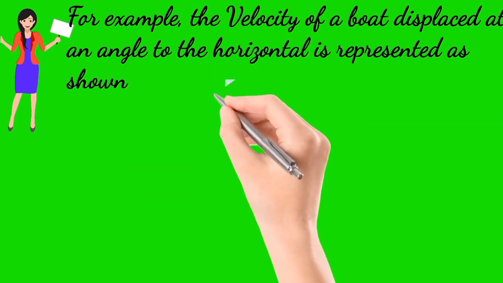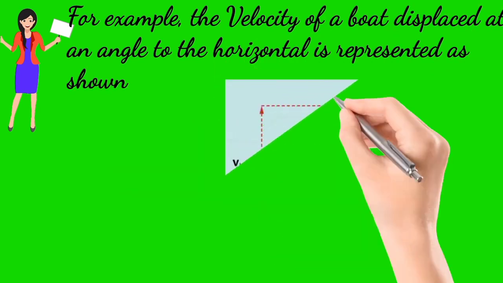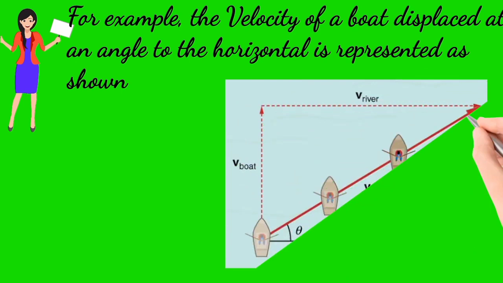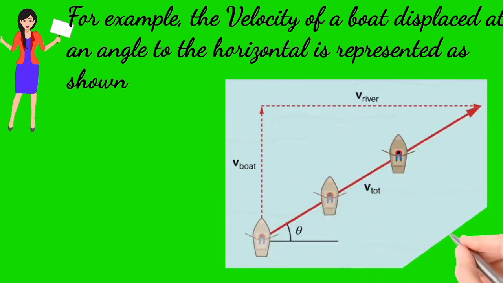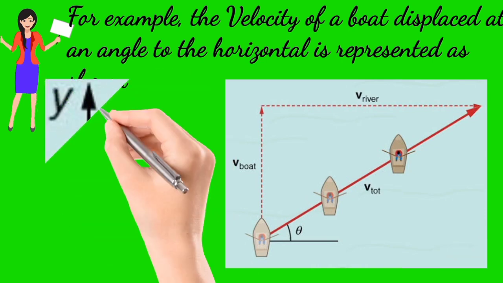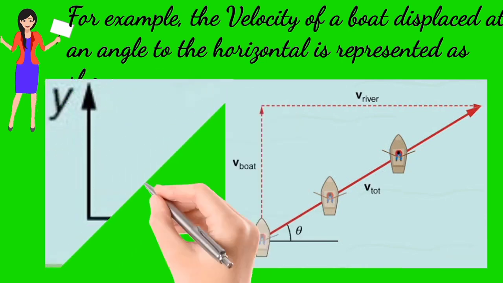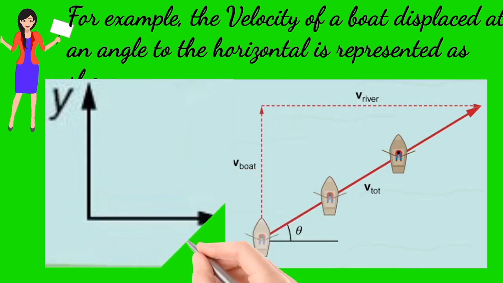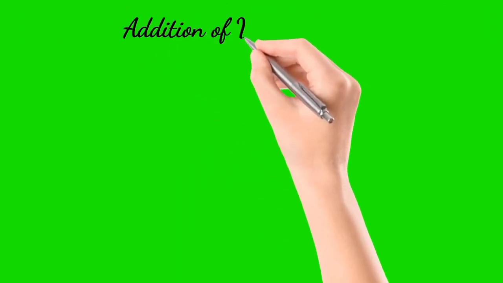For example, the velocity of a bolt displaced at an angle to the horizontal is represented by the image you can see, where theta represents the direction and the straight line represents the magnitude of the resultant displacement. You can see an arrowhead to show the direction. Of course, it's represented by two coordinates, the y and the x coordinate system.